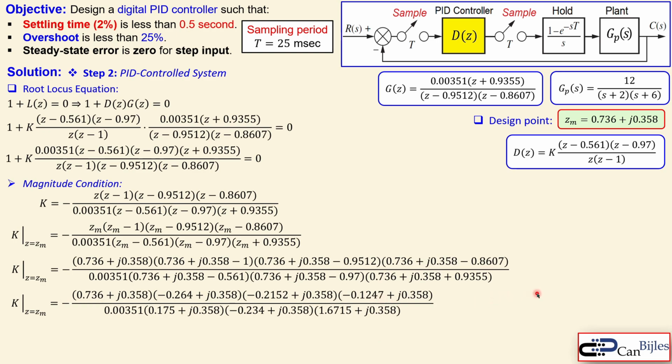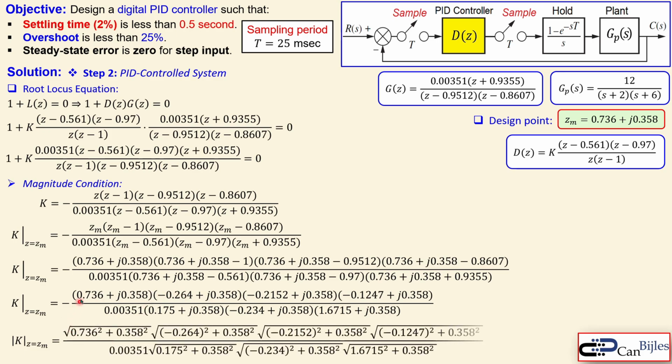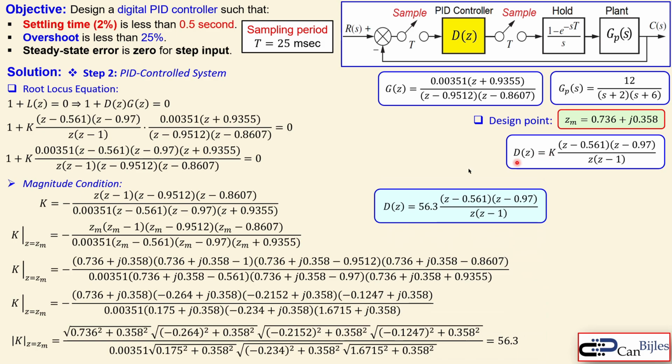Now we need to determine the magnitude of this expression, using the magnitude of each complex expression. So the square root of this squared plus that squared, so the real and imaginary values, similar for the second one, the third one, and then the fourth one, and also for the denominator. When you do the calculations carefully, you get 56.3 approximately. That's now our gain. That means the K is determined, and that means our PID controller is determined. So we have the zeros and the gain of this PID controller.